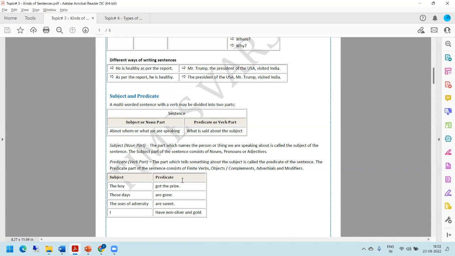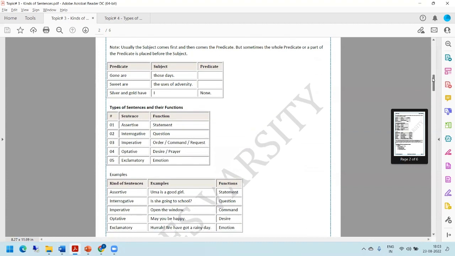Predicate, the second part of the sentence. First part is subject, second part is predicate or verb part. The part which tells something about the subject is called the predicate of the sentence. The predicate part of the sentence consists of finite verbs, objects, complements, adverbials, and modifiers. All right. So in this case, the boy is the subject, got the prize is the predicate. So in this predicate, you see got is the third form of the verb, then the prize. Okay. So this is about subject and predicate.